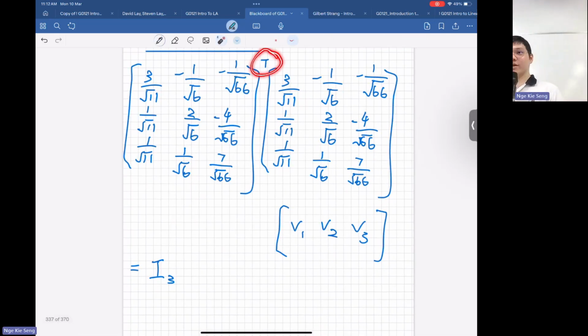Remember how I got the transpose here? If you don't take the transpose, you won't get it. Make sure you see the transpose here.